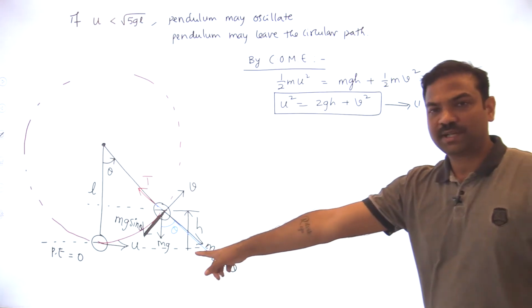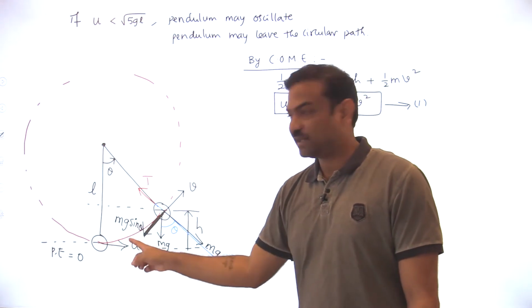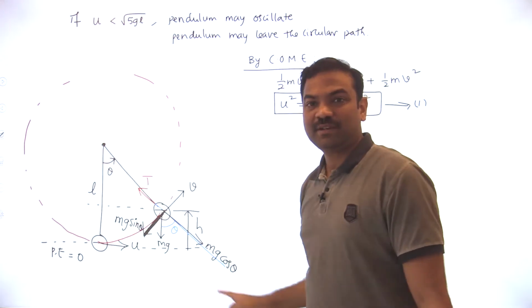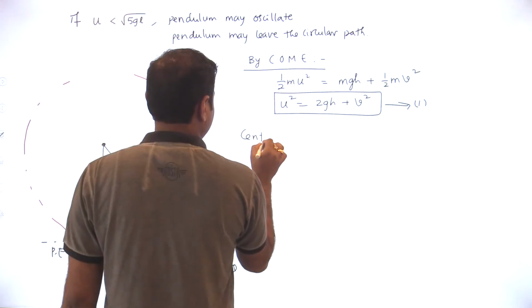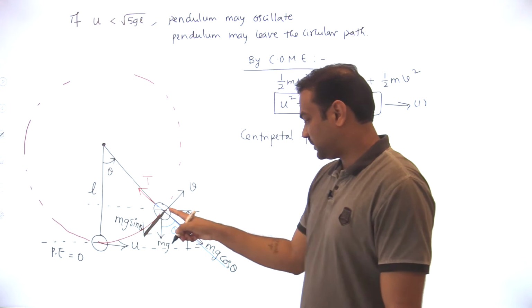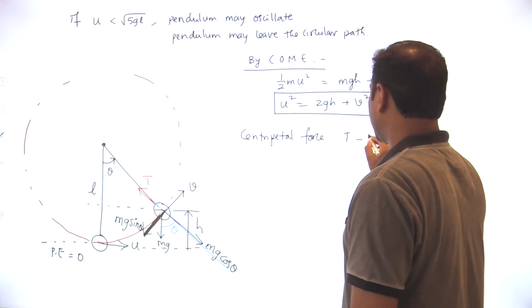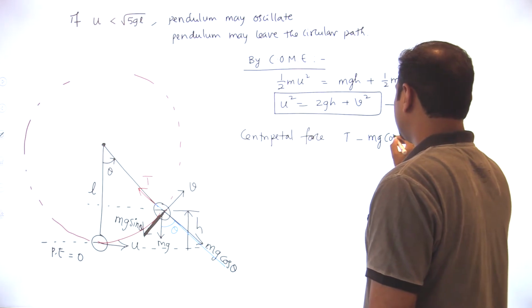When a pendulum is projected, it's a non-uniform circular motion, and there is a tangential acceleration. But we don't require this, we require the centripetal force. So what is the centripetal force I can write down? Tension is acting towards the center, but mg cos theta is acting away from the center. That's why for the centripetal force I can write T minus mg cos theta.